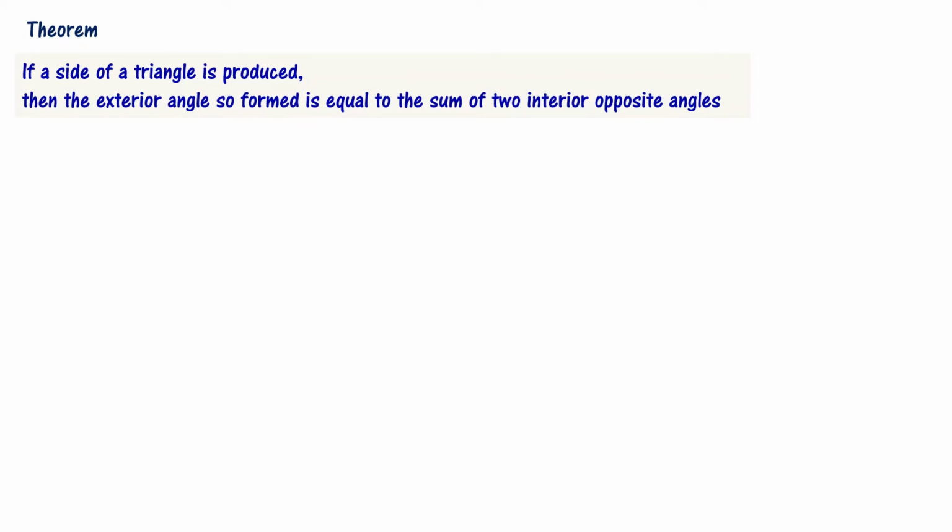Let us understand this theorem. If a side of a triangle is produced, then the exterior angle so formed is equal to the sum of the two interior opposite angles. That is, if we have a triangle and extend one of its sides, then the exterior angle that is formed is equal to the sum of the two interior opposite angles.